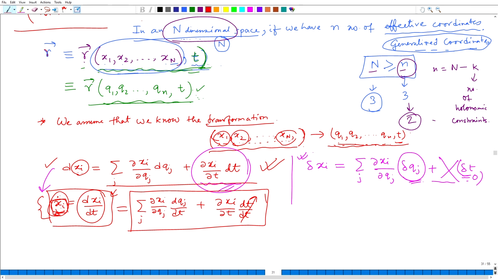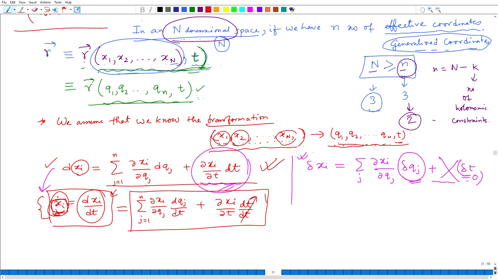Now, let me ask you a simple question: what is the j? The sum is done over what? The sum is done over the number of generalized coordinates. So, j will be running from 1 to small n and not necessarily 1 to capital N. Only when small n and capital N are the same can you write it that way, otherwise not. So, you have this expression.